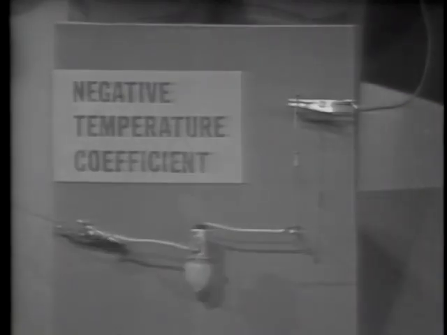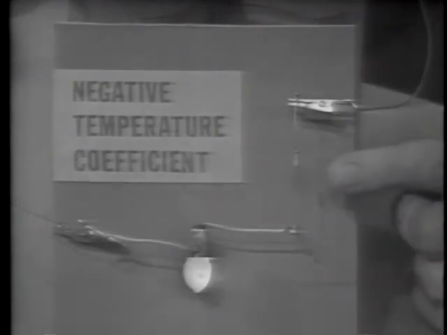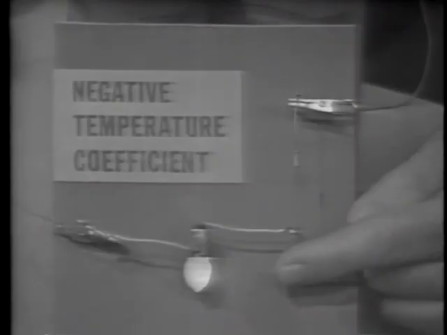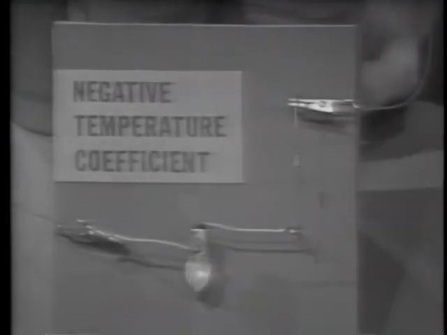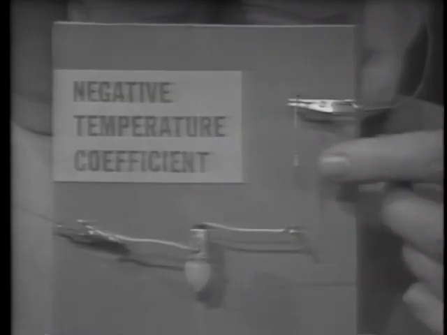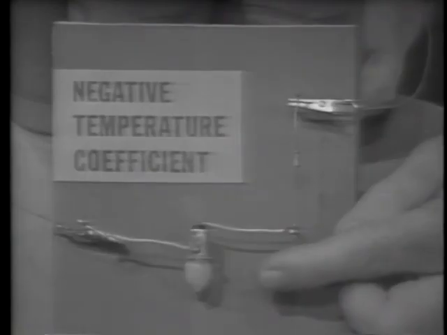Now, watch what happens when I apply heat to the germanium. Its resistance must have gone down because the current through the bulb increased. Now, watch the bulb, though, as the germanium starts to cool off. As it cools, its resistance goes back up, stopping the current through the bulb again.